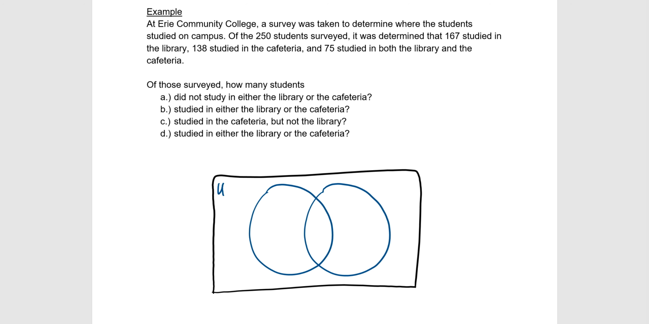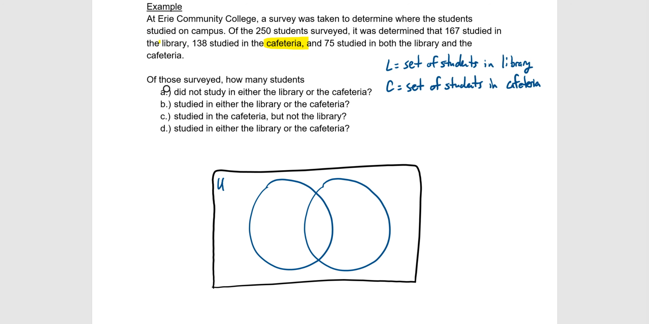Okay, so we have our Venn diagram set up. Instead of using set A and set B, let's recognize the sets that we're working with. We're working with the students that studied in the library and the students that studied in the cafeteria. So let's use L and C to represent the sets of students that studied in the library and cafeteria. Okay, so let's label that on our Venn diagram. Let's call that set L and the one on the right set C.